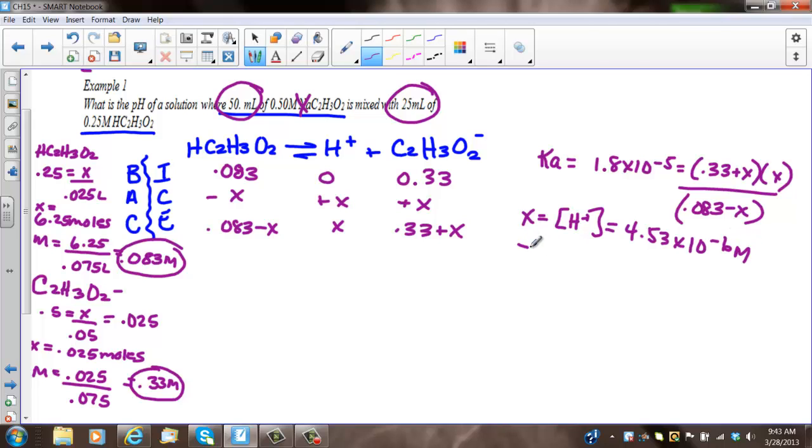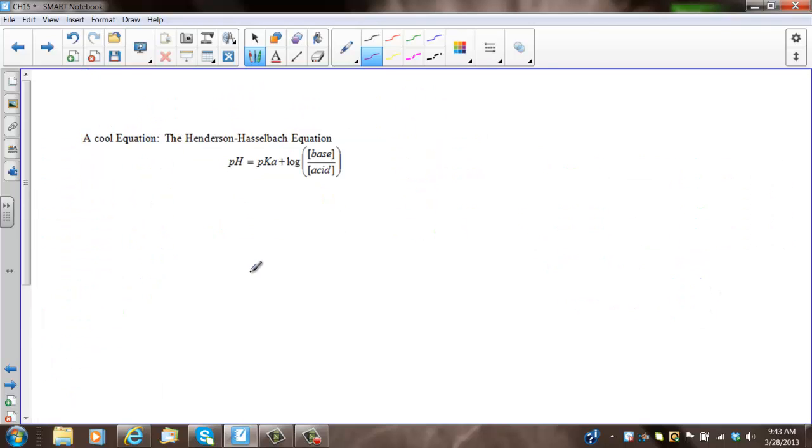And then we take the negative log of the H concentration, which will give us our pH. Therefore, our pH is equal to 5.34. And that's my final answer. As I said earlier, we have this cool equation called the Henderson-Hasselbalch Equation. And what this means is that you have a shortcut. And I know that you all love shortcuts. This equation, first of all, can only be used with buffers.